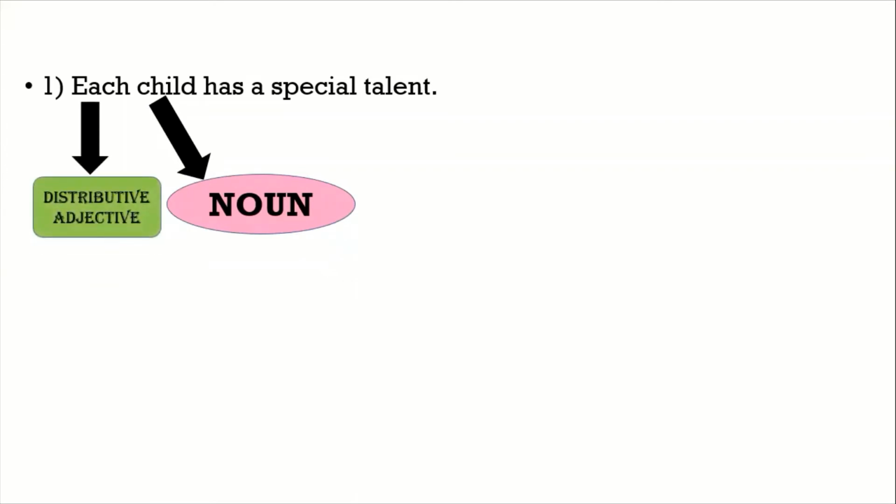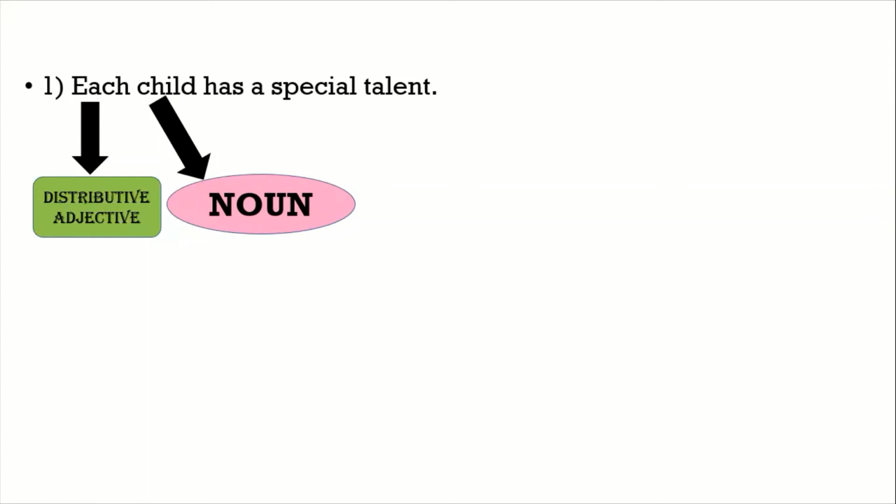It is quite tricky. Here we were not saying one child. Each child has a special talent means each and every student in the class. So the word each will come under distributive. You're telling it separately, not collectively saying all children have a special talent, but saying each child has a special talent, and it comes before the noun. It is a different type, that is distributive adjective.